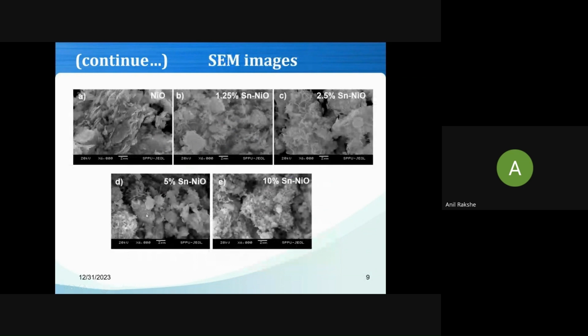These are the images which I have obtained for the different concentrations. This is for pure nickel oxide, and these are for 1.25% tin doped. This is for 2.5%, 5%, and 10% tin doped nickel oxide. So the results reveal different structures for the different concentrations of tin doping into the nickel oxide nanostructures.